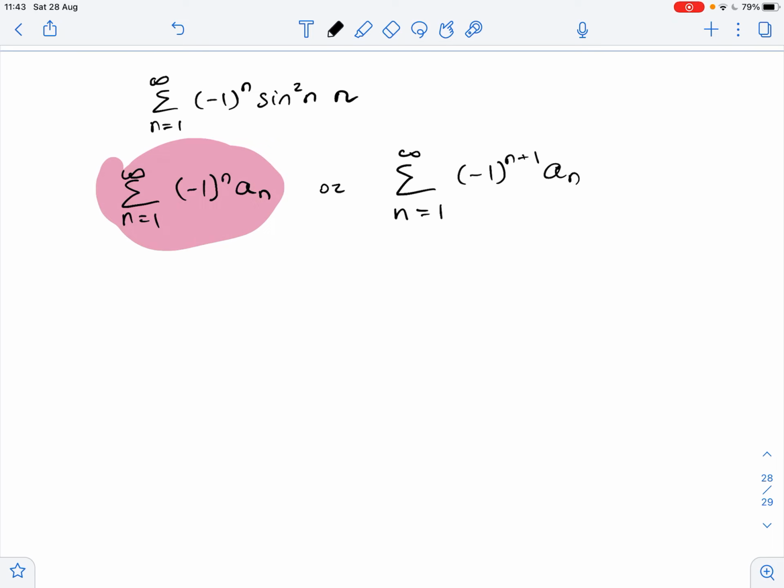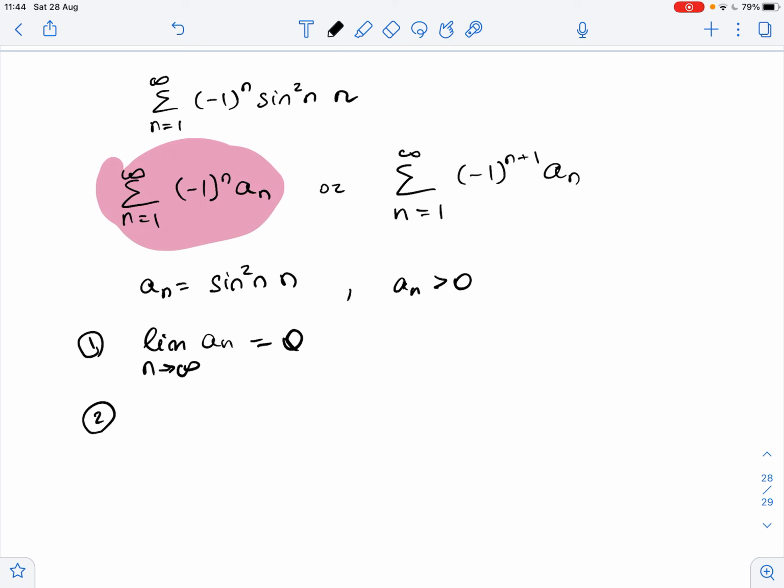and as you can see in our case, a_n equals sine squared of n times n. The conditions for the alternating series test are that a_n is larger than 0. In our case, it's true because sine squared is always larger than 0 and n is always larger than 0. So a_n is larger than 0, and the limit of a_n as n approaches infinity equals 0.